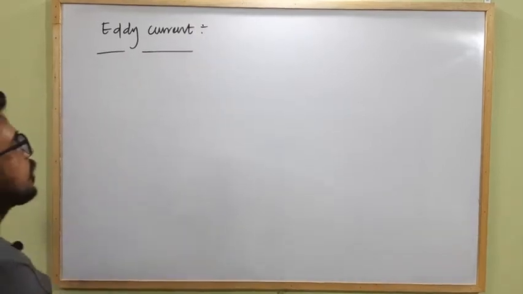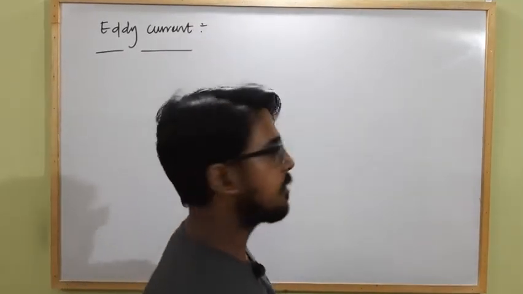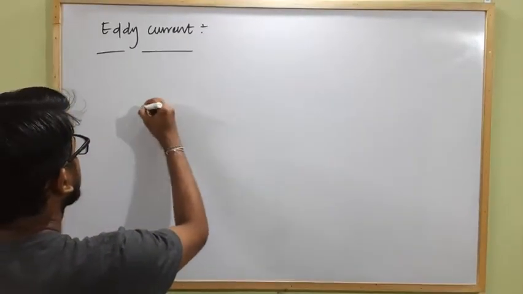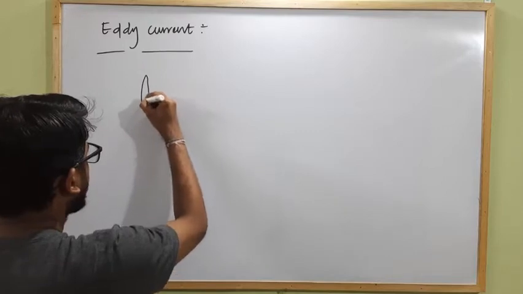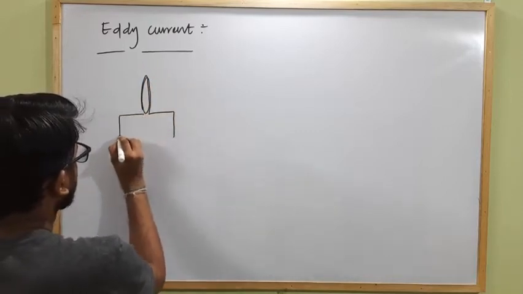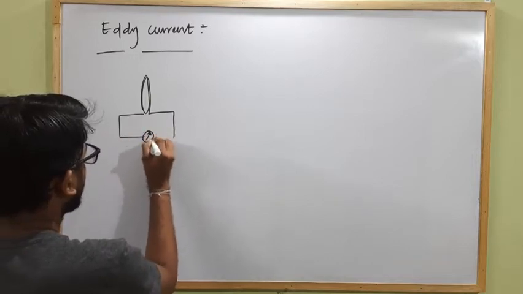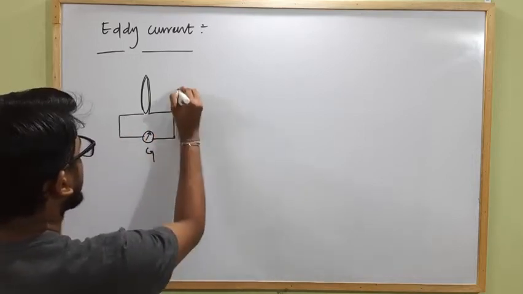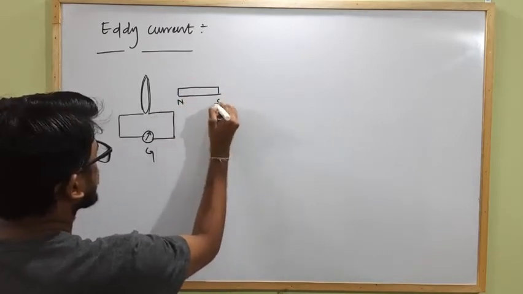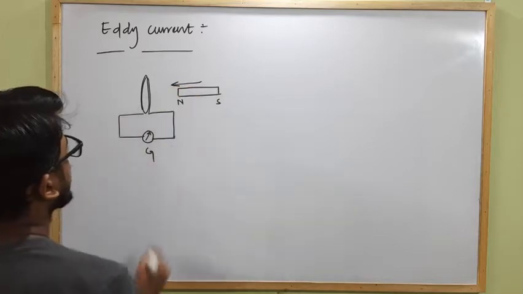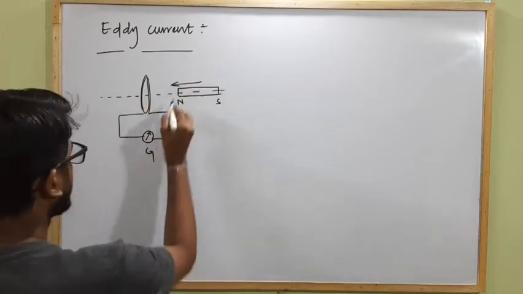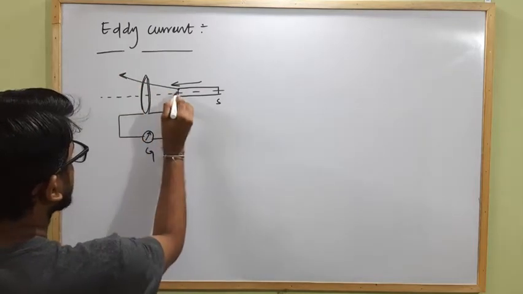Before studying eddy current, let's remind ourselves of one thing. If there is a coil present here connected with a galvanometer, and I am moving a bar magnet, this is the north pole and this is the south pole, towards the coil along its axis, the magnetic field lines which are emitted will pass through it.